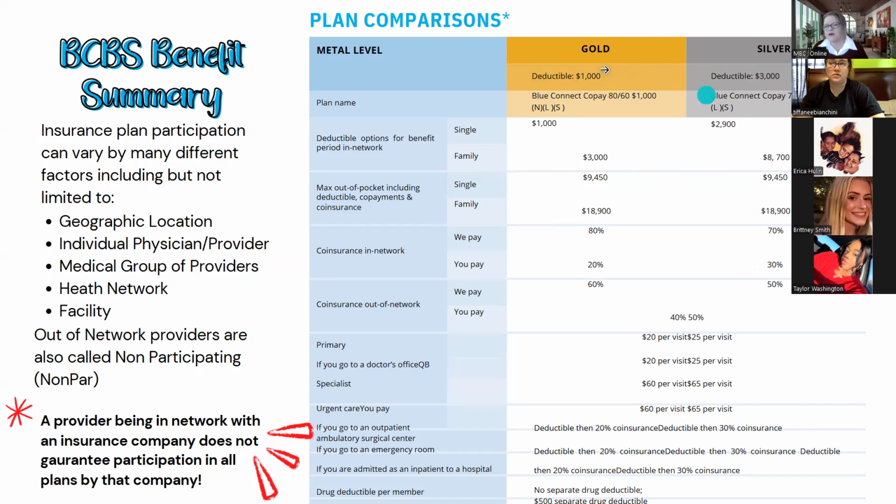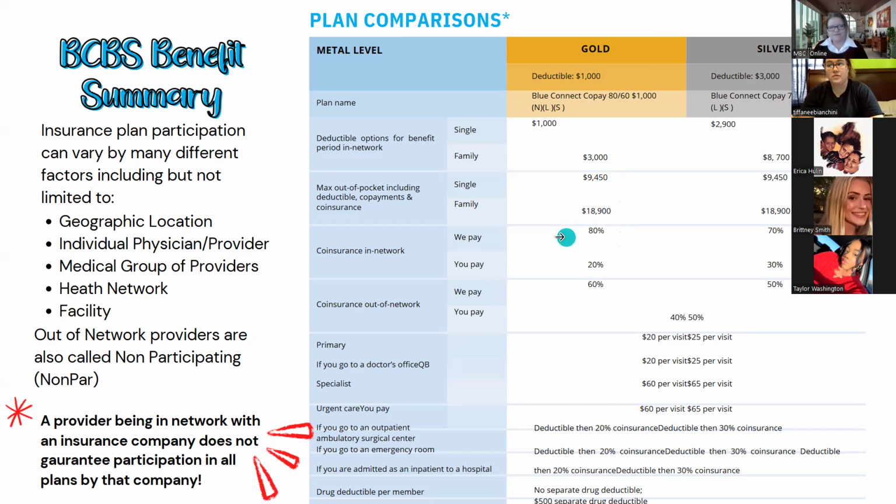This one is Blue Connect Copay 7050. So you can see how those 8060 and 7050, okay, that they're talking in network and out of network. I was like, that doesn't add up to 100. Hold on a second. That's not what they're talking about there. All right. They're talking about that first, that 80 is co-insurance and the 60 is co-insurance out of network.